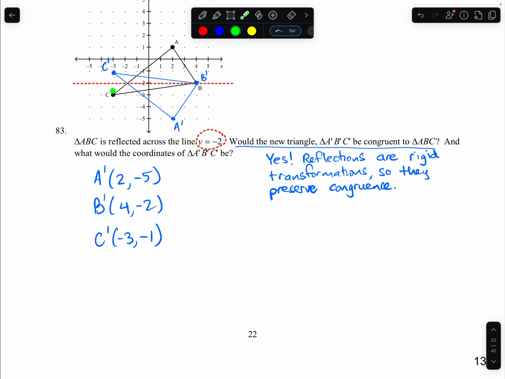C is 1 unit below the line of reflection, so C prime will also be 1 unit away, but this time above the line. Now B is on the line, it's 0 units away, and the opposite of 0 is 0, so B prime is also going to be 0 units away from the line of reflection. B won't move at all. And using that, we can look at the graph, and those would be the coordinates of A prime, B prime, and C prime.